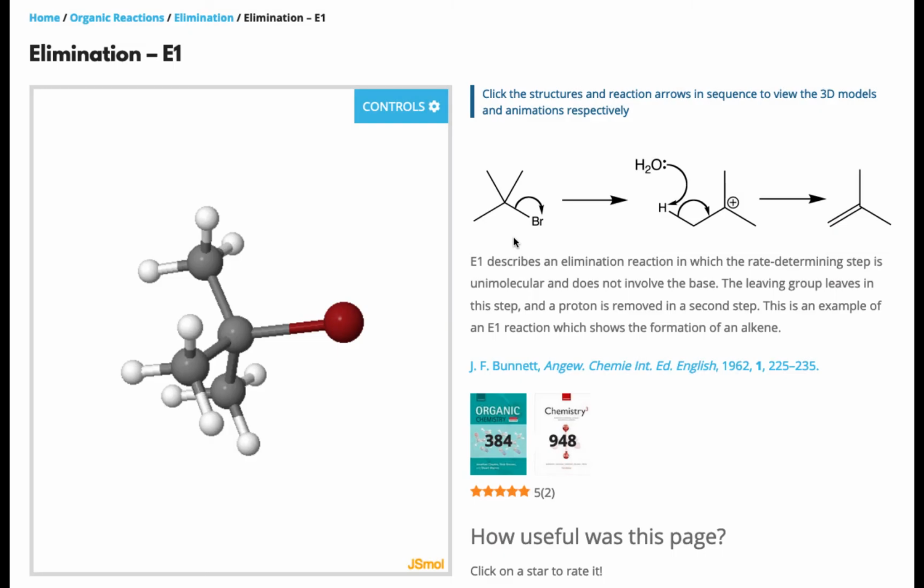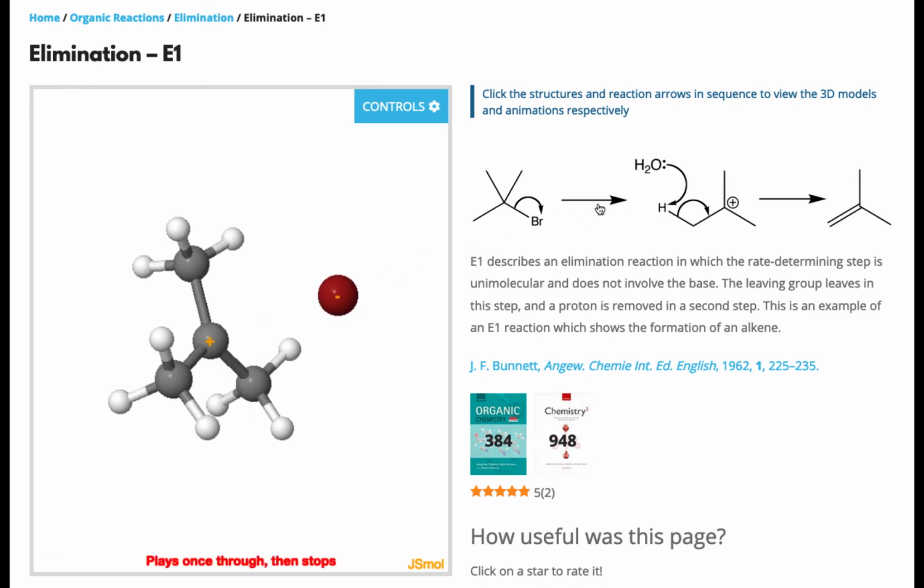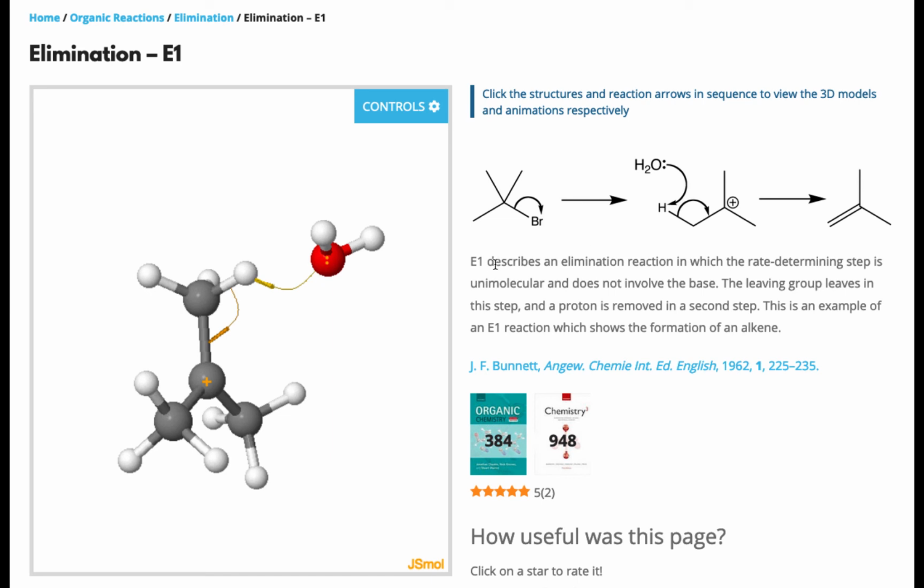In this animation for the E1 elimination reaction, you can see the substrate over here. In step 1, the leaving group falls off, as represented by this arrow here. So let's go ahead and take a look at that. So the leaving group fell off, and now we have the carbocation intermediate. In step 2, you can see the water is acting as the base here. The water is going to pull off the hydrogen, and the hydrogen-carbon electrons are going to come down to form the double bond. So this is what the arrows would look like.